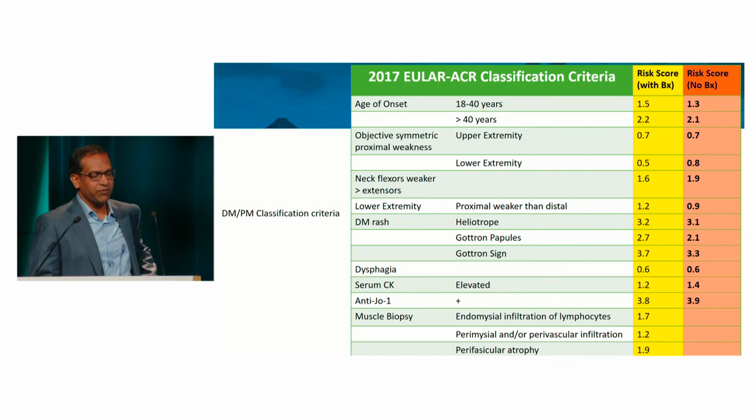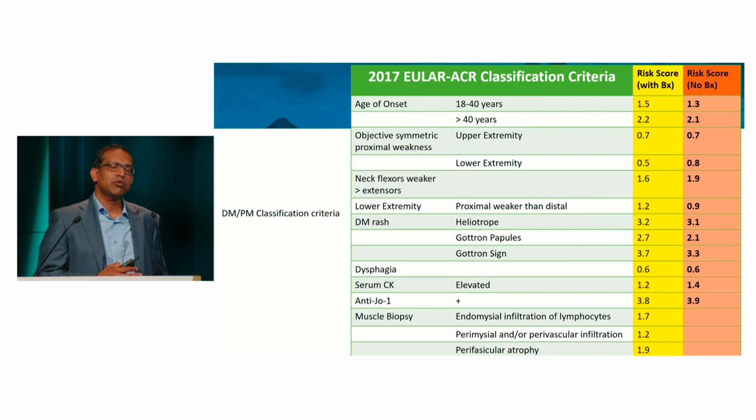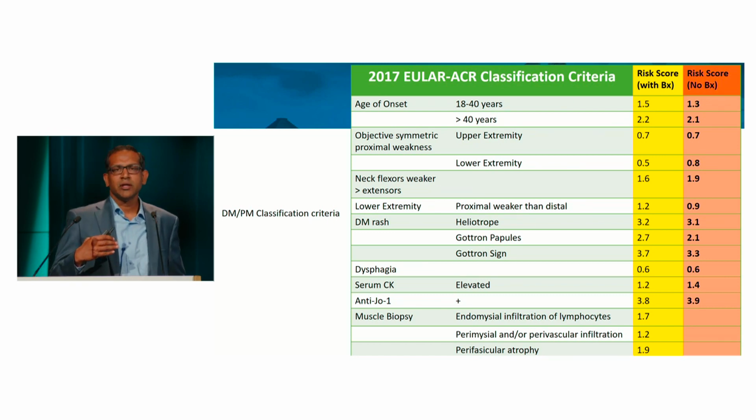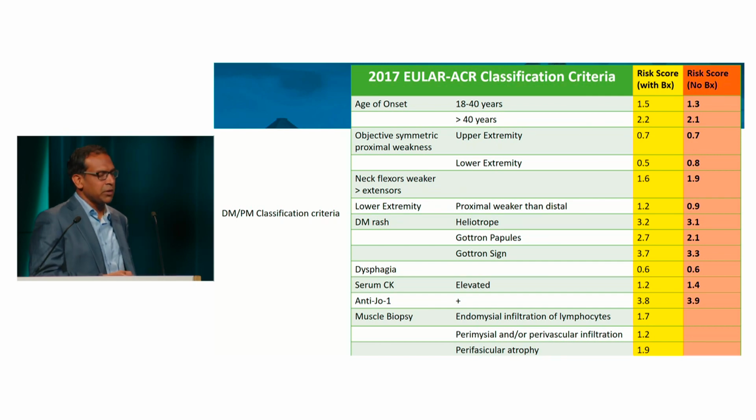The way this classification criteria works is similar to Bohan and Peter, where you have a lot of clinical manifestations. For each clinical manifestation, you get a risk score with biopsy or a risk score without biopsy, depending on if you have a biopsy or not. At the end of the day, you add up all the risk scores to come up with a total risk score, and if the total risk score is above a certain threshold, you get a probable idiopathic inflammatory myopathy, and if it's above a certain other threshold, then you get definite idiopathic inflammatory myopathy.